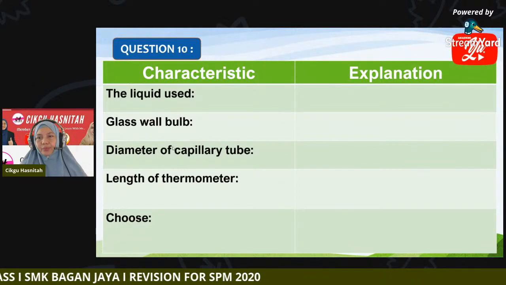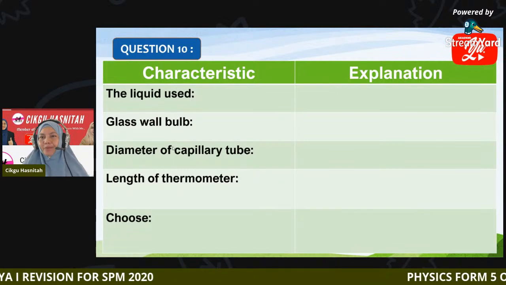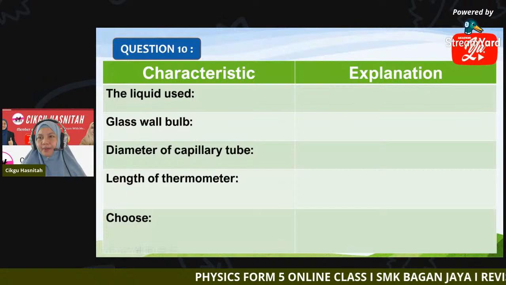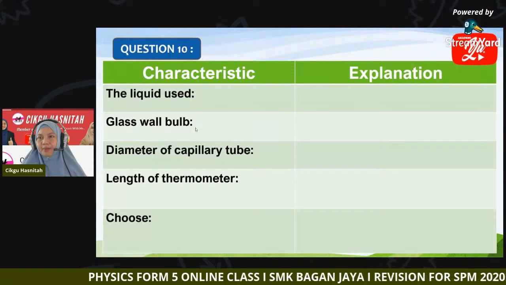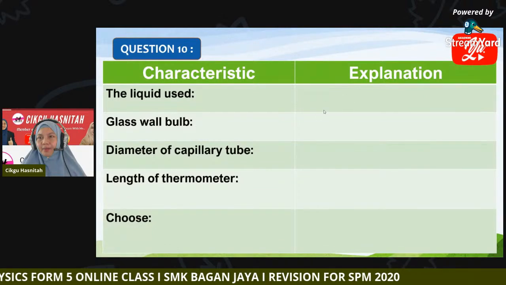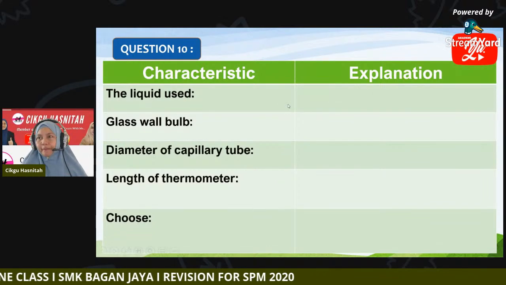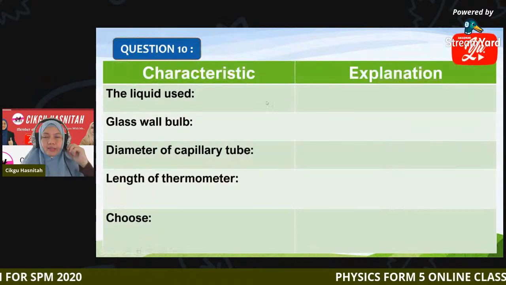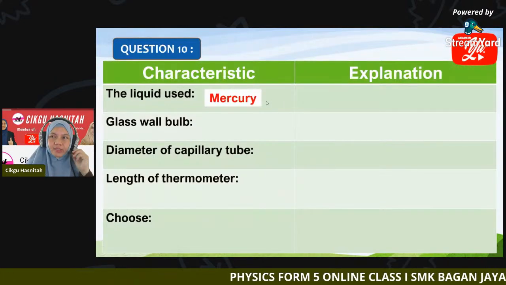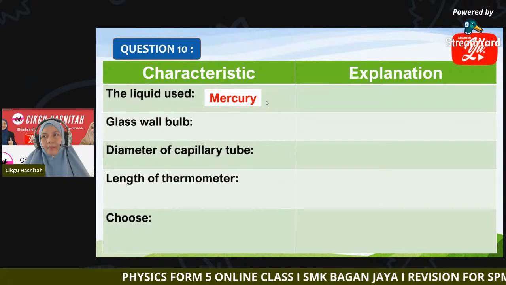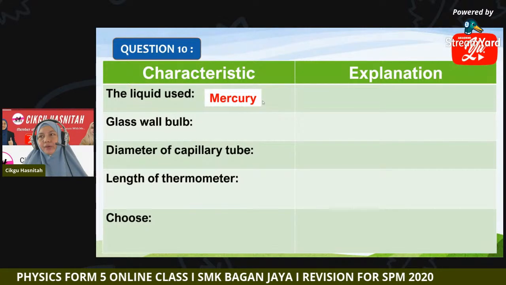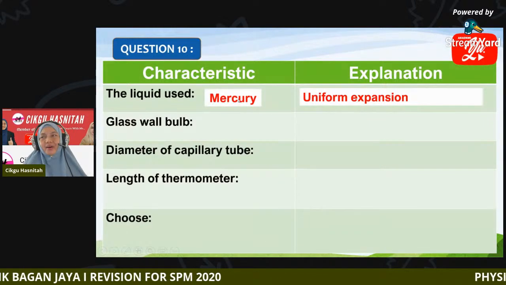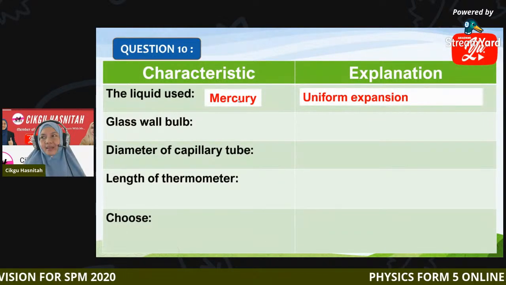So which one do you say? Mercury or alcohol, class? So we choose mercury. Okay, we choose a liquid of mercury. Why choose mercury? You can write any of the characteristics from earlier, any one of those five.